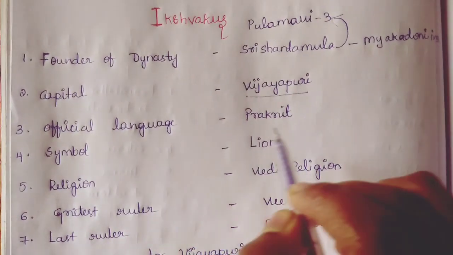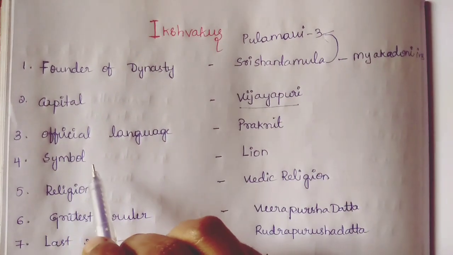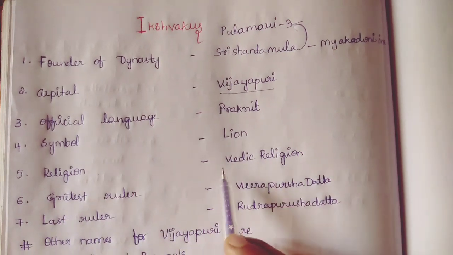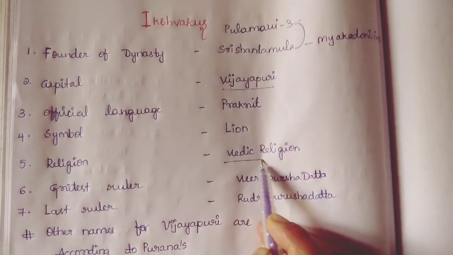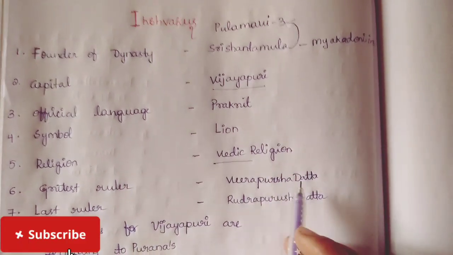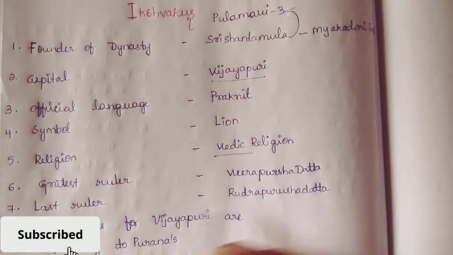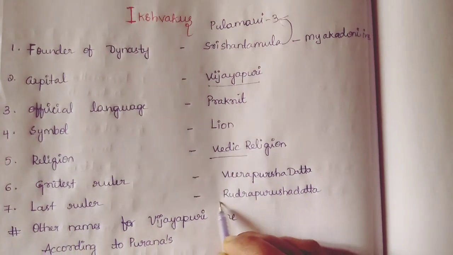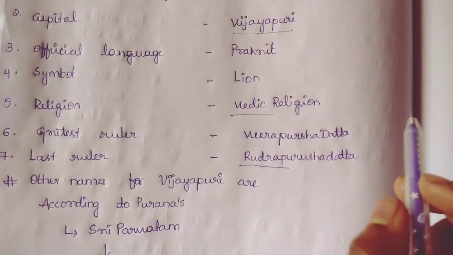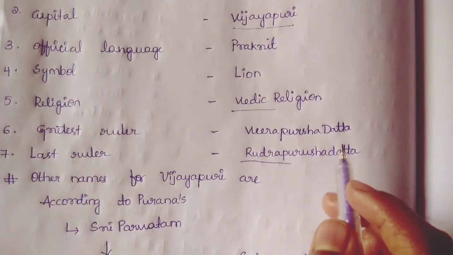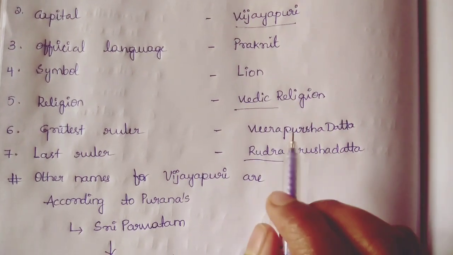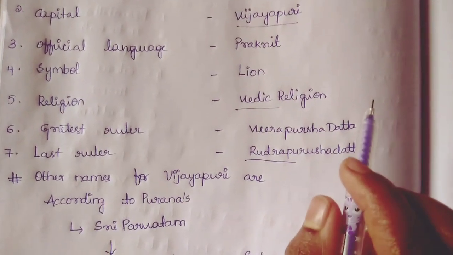Next, the official language of the Ikshvakus is Prakrit, and the symbol of the Ikshvaku dynasty is the lion, and they followed the Vedic religion. The greatest ruler in the Ikshvaku dynasty was Veerapurusha, and the last ruler was Rudrapurusha. Manchikallu and Maidavolu inscriptions tell about the fall of the Ikshvaku dynasty. I will explain the inscriptions of the Ikshvaku dynasty very clearly in the next videos.